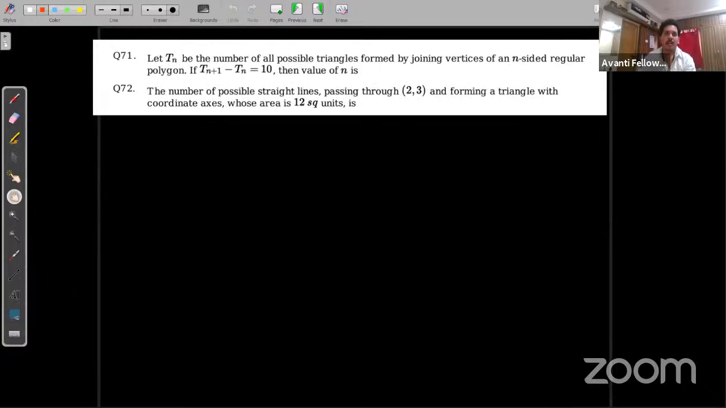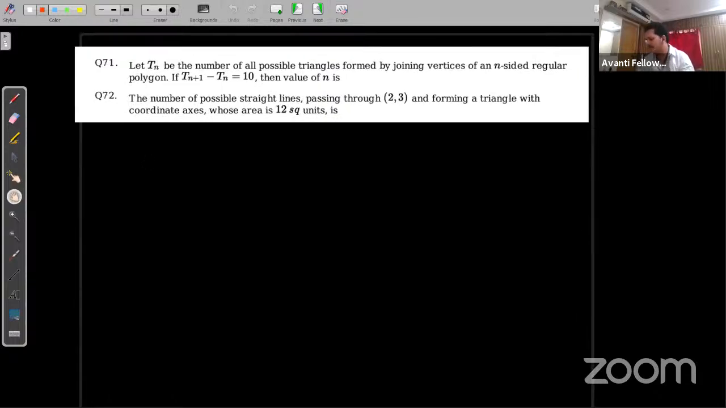Okay. Now comes question number 71. What is asked? Tn is the number of all possible triangles formed by joining the vertices of an n-sided regular polygon. Okay. First of all, guys, tell me, how many sides are required for forming a triangle? Try to give me the answer, guys. Sides required for forming a triangle.